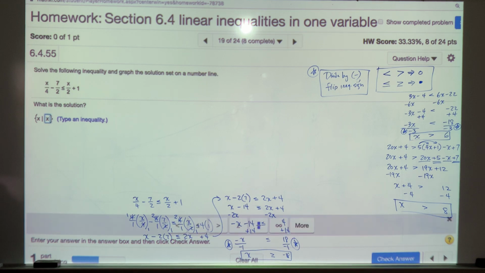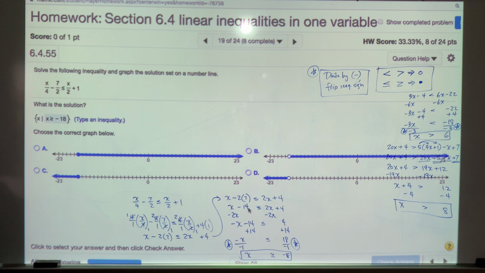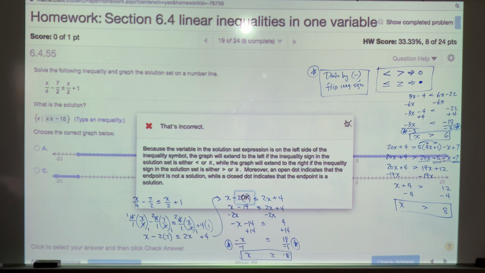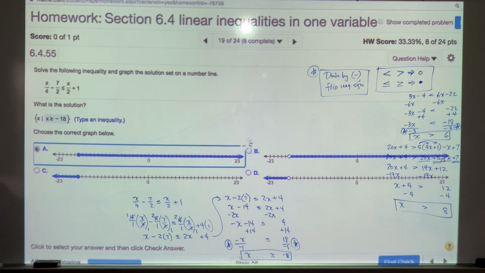If you can get this problem right, I'm very proud of you. It's not an easy problem. There's so many tricky spots here. Greater than negative 18 is going to be B. Oh, what? Greater than or equal to. Sorry, closed circle.